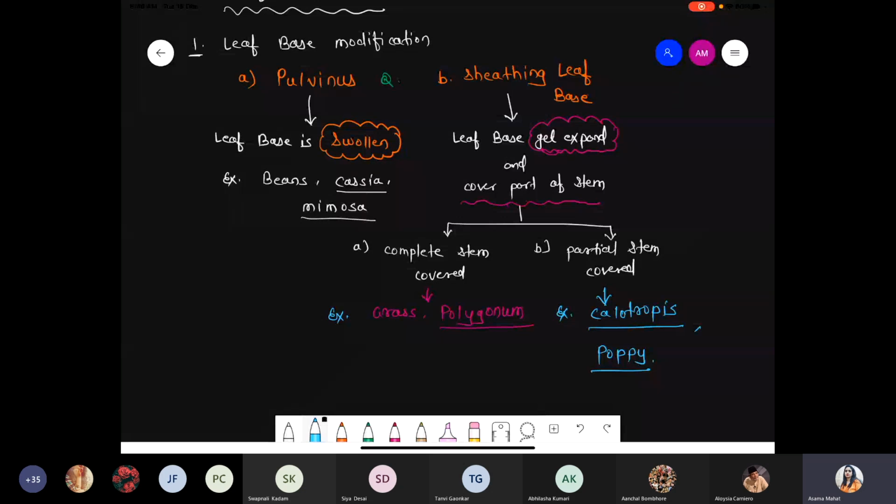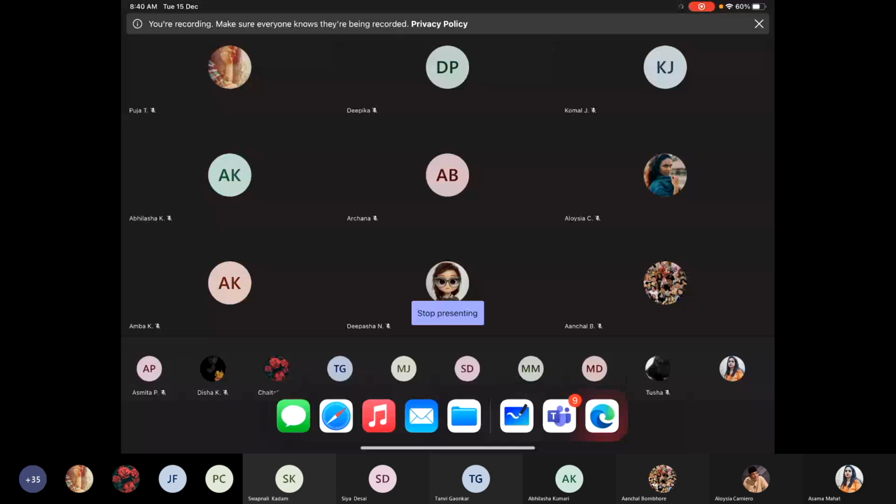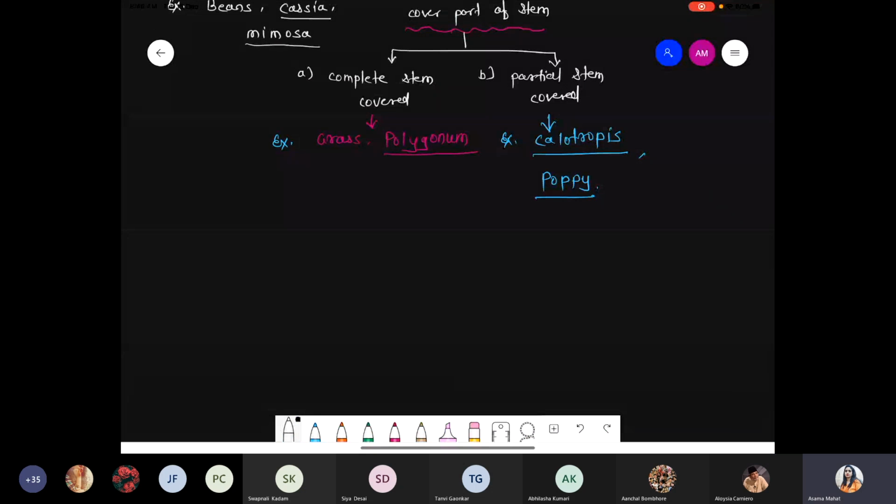Then should we continue to the next part? Next point, we are talking about petiole modification, that is the middle part, mesopodium. Number two, we are talking about petiole modification. And petiole is also called mesopodium.